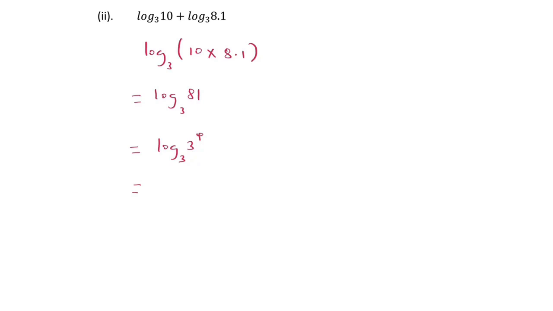Okay, so now let us apply the exponential rule. Then our equation is going to be 4 log 3 base 3. But we know that log 3 base 3 equals to 1. Then our expression is going to be 4 times 1, which equals to 4. And this is going to be our final answer.